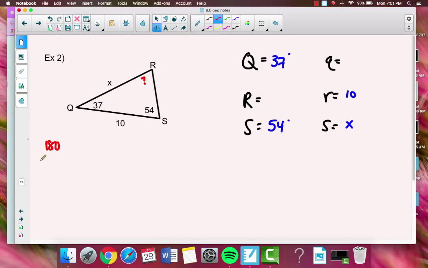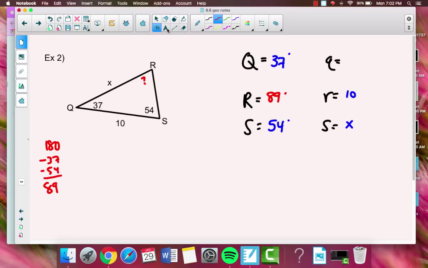So if I take 180 minus 37 and minus 54, then I can find that third angle measure, and then I would have a full row ready to go. So this gets us 89 degrees. So angle R is 89.